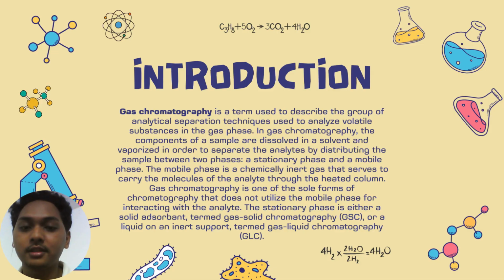The mobile phase is a chemically inert gas that serves to carry the molecules of the analyte through the heated column. Gas chromatography is one of the sole forms of chromatography that does not utilize the mobile phase for interacting with the analyte. A stationary phase is either a solid adsorbent, termed gas-solid chromatography (GSC), or a liquid on an inert support, termed gas-liquid chromatography.